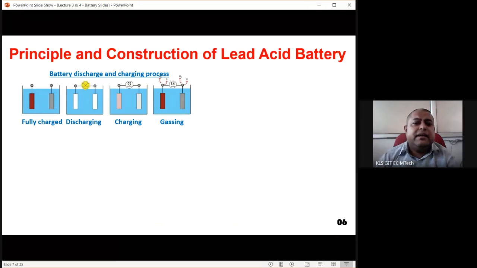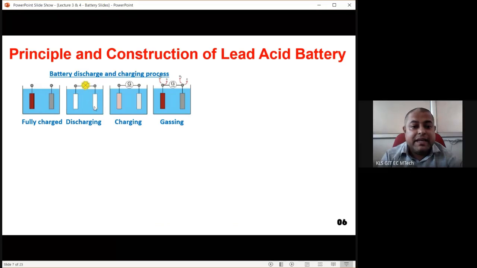And then the four different events that happen inside the lead acid battery are shown here. You can see the image at the top. On the left side, it is called fully charged. Fully charged means on the left side, this dark brown plate has all the positive charges, and these gray plates have all the negative charges stored. And if you check between these two electrodes, the highest amount of potential difference is created. Why is it called potential difference? Because they are not connected.